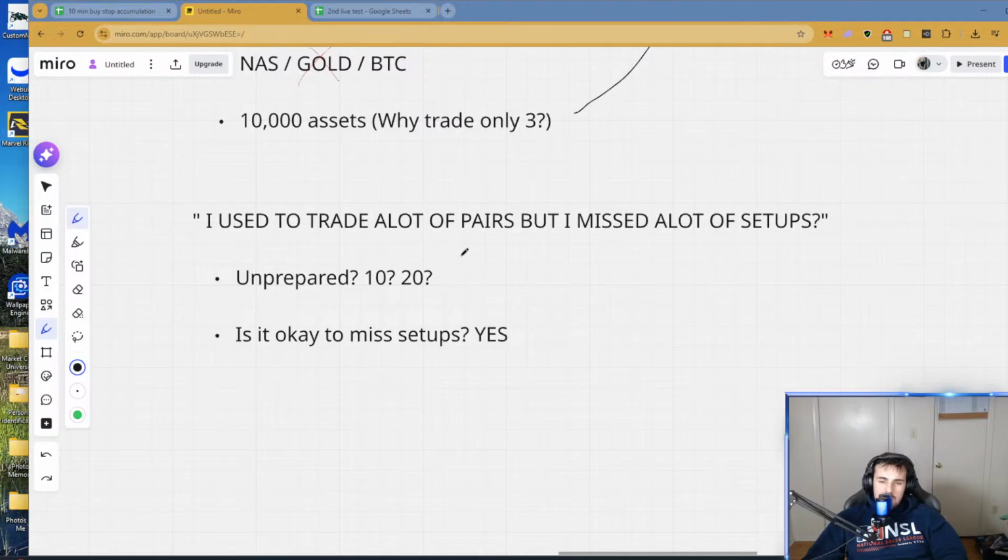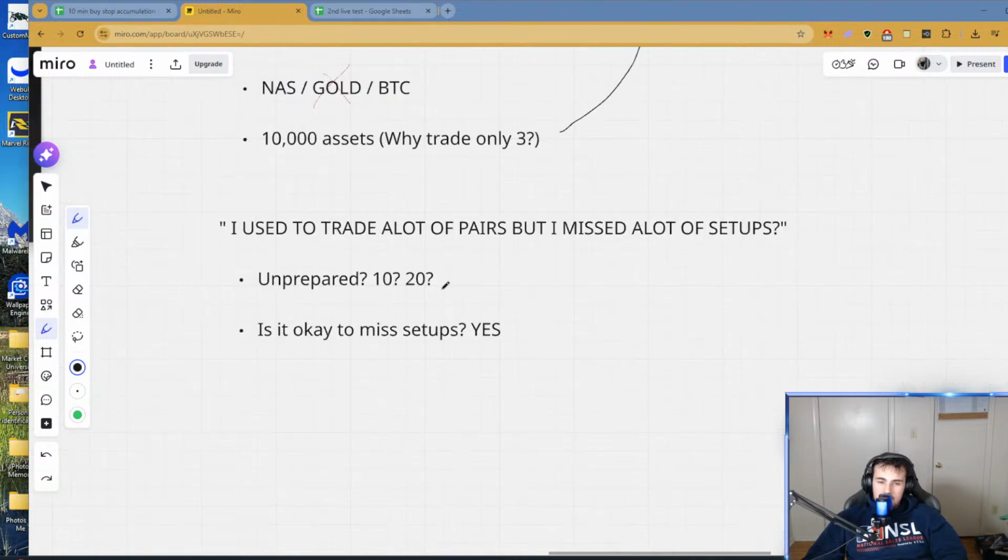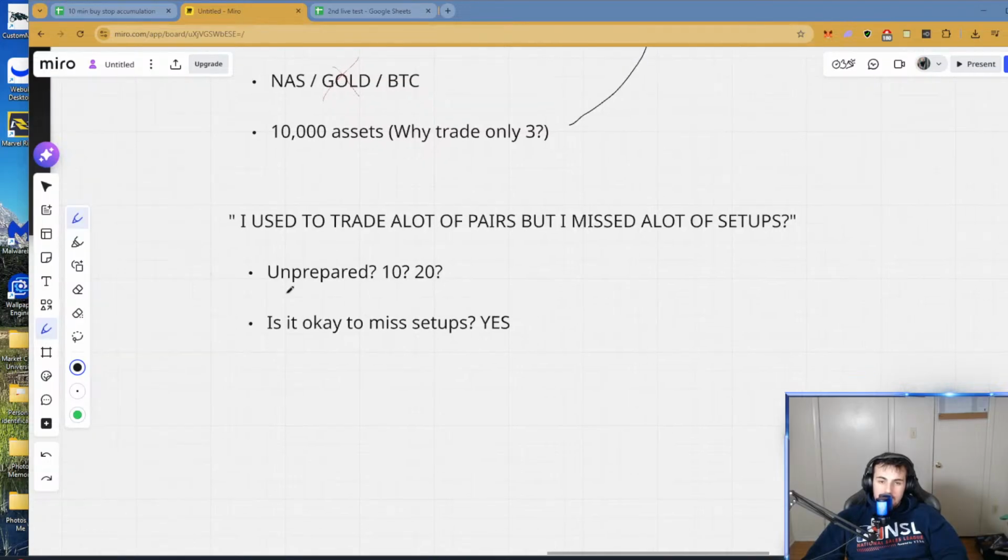So maybe the fact you're missing setups isn't due to you looking at a lot of assets. It's due to your system and actually scanning for markets, setting alerts, staying by your charts during certain hours. You only trade on New York session only. That's good. That is good. So it's good you've identified a session where you're going to be present on the charts.